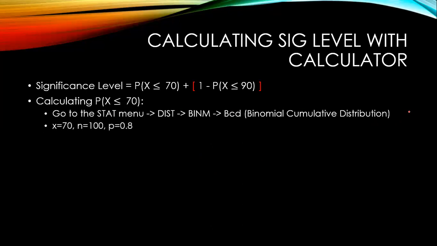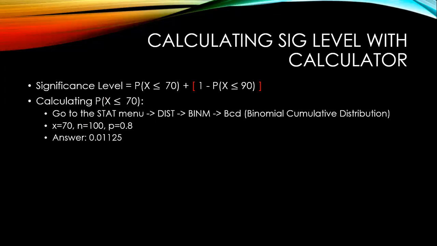Then to work out this probability, you press x equals 70. Put 70 in the x part, because the maximum number of successes for this probability is 70. The x value in your calculator, when you go to binomial CD, is the maximum number of successes. In this case, it's 70. So we put in 70, we put number of trials 100, and we put a p-value of 0.8, because we are assuming H0, so we're assuming that the proportion of brown-eyed people in the town is 80%, or 0.8.